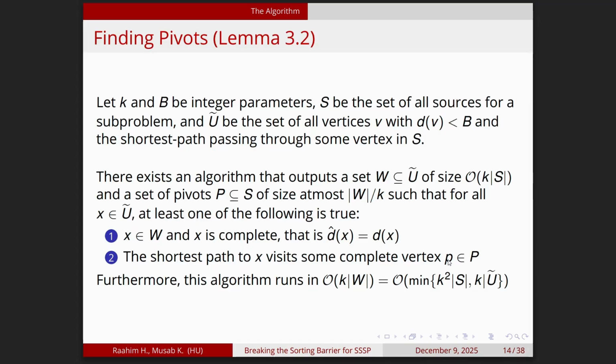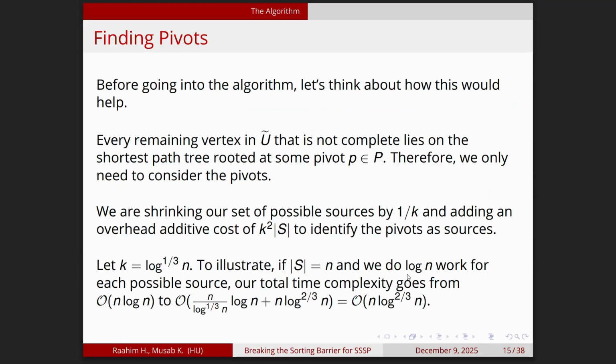So it's saying that there is an algorithm that does two things for us. Not only does it identify a set of pivots, it also completes some vertices along the way. It also says that this algorithm runs in big O of k times the size of set W, and that works out to be the minimum of k squared times the size of set S and k times the size of the subproblem.